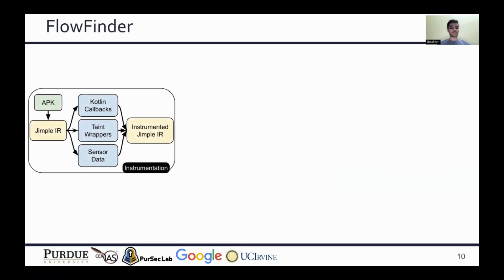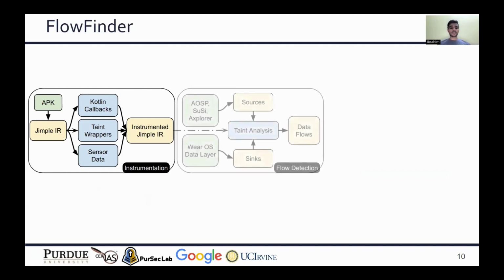Our tool first converts each APK into Gimple IR and performs certain instrumentation so we can perform taint analysis on it onwards. Our instrumentation involves handling Kotlin callbacks, complex data flows by adding taint wrappers, and adding explicit functions for data sources which do not have explicit functions. We analyze the instrumented Gimple IR using FlowDroid and perform taint analysis on it.